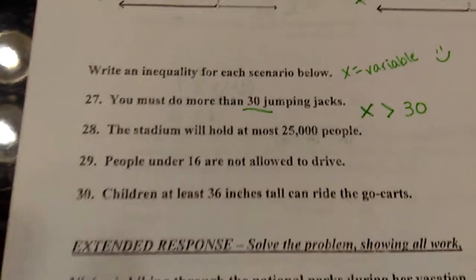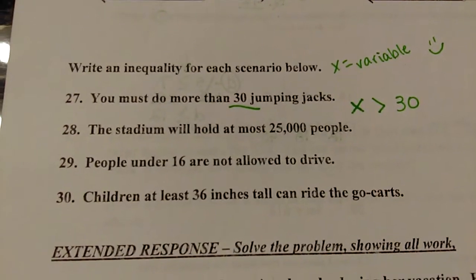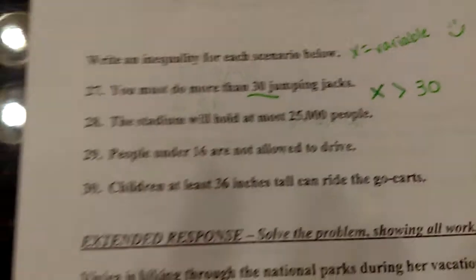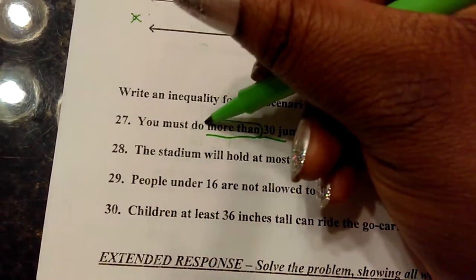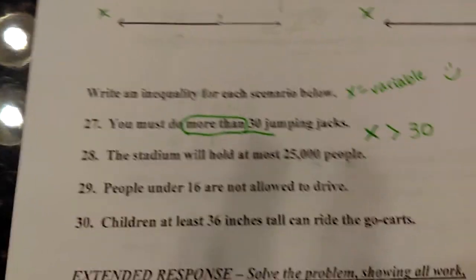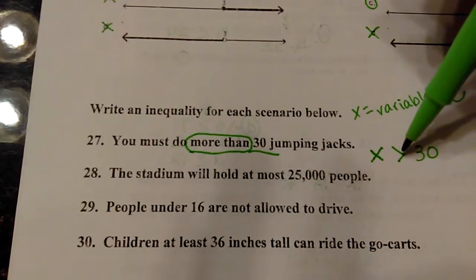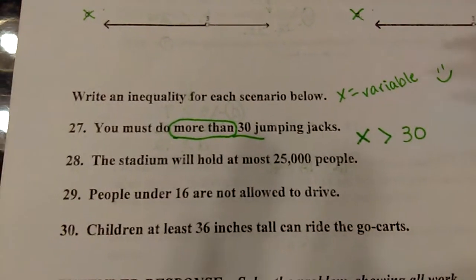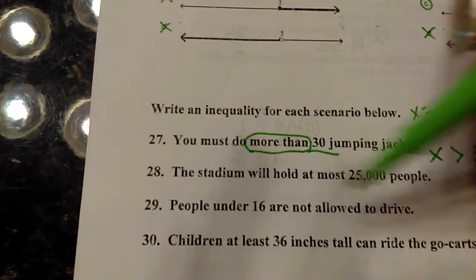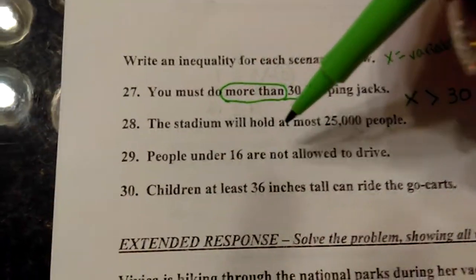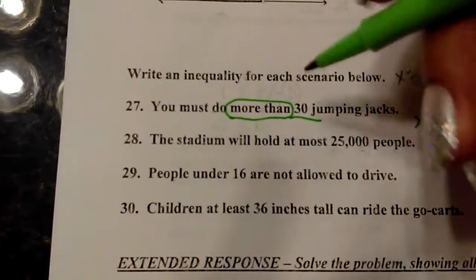All right. Number 28, the stadium will hold at most 25,000 people. Okay, so on number 27, I kind of skipped a strategy that I wanted you guys to do. I apologize. I want you to always underline or circle the keyword or phrase that gives you the hint which direction and which inequality symbol we're going to use. So in 27, our key phrase was more than. Let's see for number 28. Our key phrase for number 28 is at most.